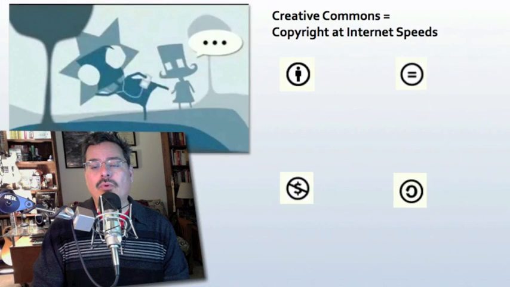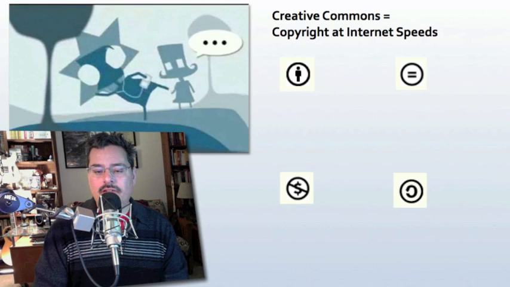So here are the four different symbols for Creative Commons licensed work. You have the little man, the equal sign, the dollar sign slashed out, and then what looks like an upside down C.